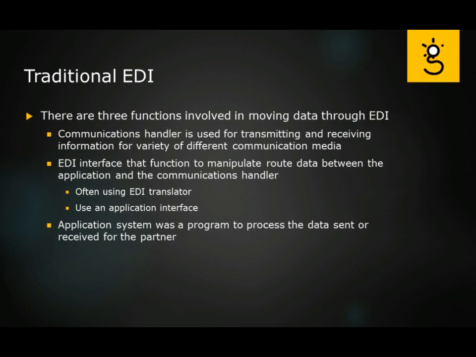Often we would use what was called an API, an application programming interface, or an application interface. Now, the application system is the program that we used that would process the data sent or process the data received to or from the partner.